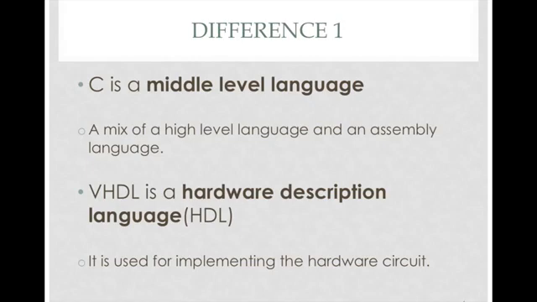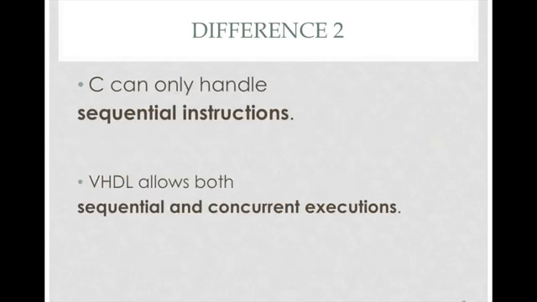Let us now talk about a few differences between a general computer programming language and a general hardware description language. Now, C is a middle level language which is a mix of high level language and an assembly language. VHDL is a hardware description language which is used for implementing the hardware circuit. Another difference is C can only handle sequential instructions, whereas VHDL allows both sequential and concurrent executions.